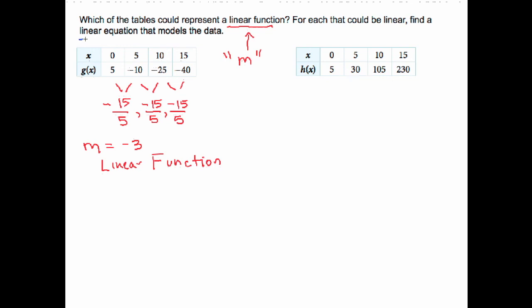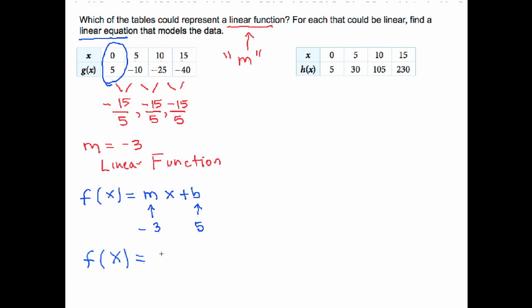Next, I want to find a linear equation that models the data. So I'm going to write my general form for a linear function, f of x is equal to mx plus b, and I need to identify the slope. Well, that I know, that's negative 3. And I need to identify the y-intercept, which I'll glean from the fact that I have a coordinate pair 0, 5. So the y-intercept occurs when the input is 0, and so that means my output is 5. And so my y-intercept is 5. So my linear function is f of x is equal to negative 3x plus 5.